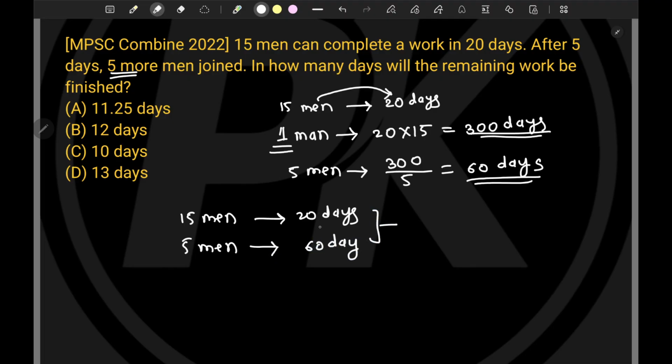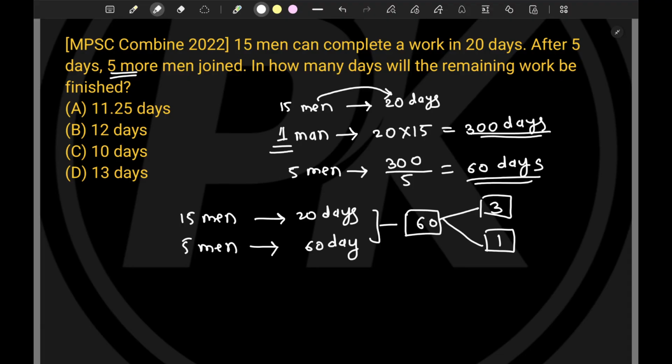Let's take the LCM of these two. What is the LCM? It is 60. That means 15 men can complete how much portion in one day? It will be 60 divided by 20. So 60 divided by 20 will be how much? 3. And then these 5 men, how much portion of work can they complete? Only one portion of work.